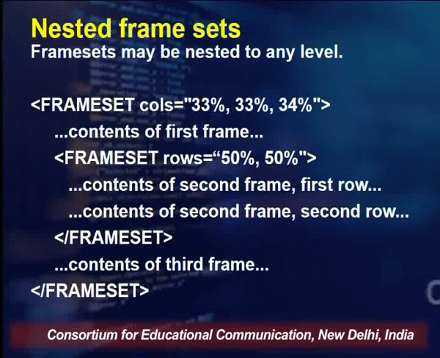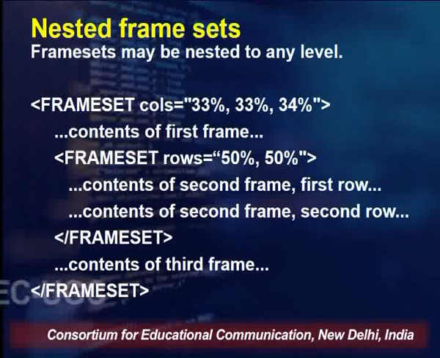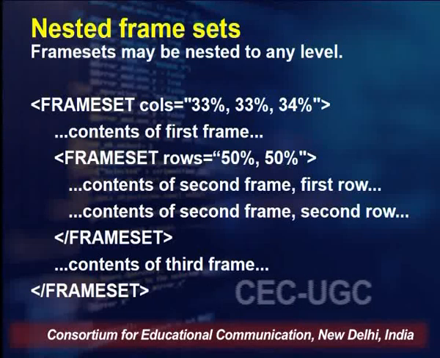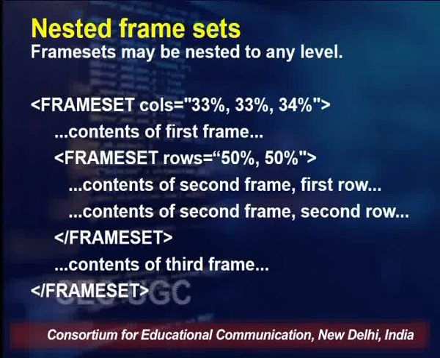So contents here means there will be a frame tag in which we need to define the source along with the name of the frame. Then within the second frame we need to have this for the second row again. Then the frameset is closed. Now please remember, this is the inner frameset of rows being closed, and then there will be the contents of the third frame. This third frame is actually the third frame of the upper or outer frameset, which is in the form of columns.